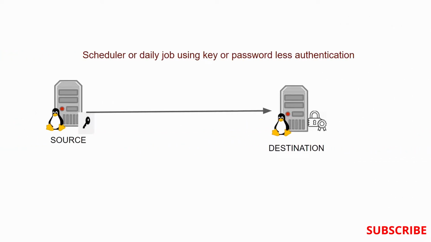Now, scheduler or daily job. In the second scenario, let's say you have a scheduler or daily job where you want to send some file to some destination server, correct? So you cannot do SCP using a password, correct? In that case, you have to use some sort of automated thing. So what you can do is generate a key, private key and public key. Keep your private key with yourself, share your public key with the destination server, and then you can write your script to use those keys, and you are good.